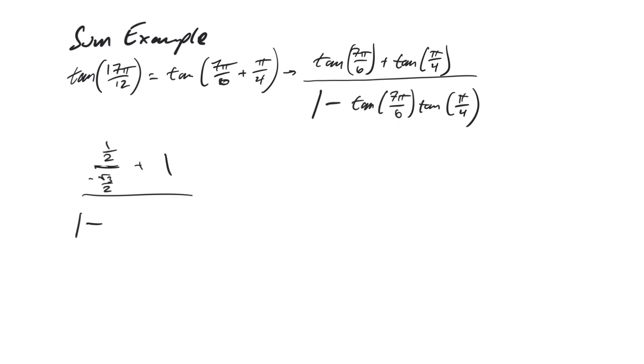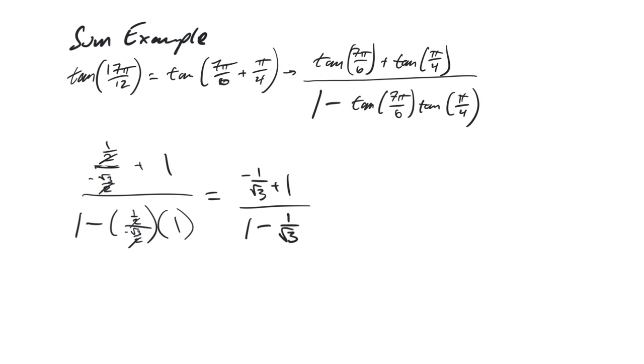And I get 1 minus, well, I already know the value of 7 pi over 6. That's 1 over 2 over negative radical 3 over 2, rather, times 1. Okay. Now let's simplify this one. So I get negative 1 over radical 3 plus 1 over 1. These cancel. Minus 1 over radical 3. Yeah, but that's minus a minus, right? So that actually becomes a plus.